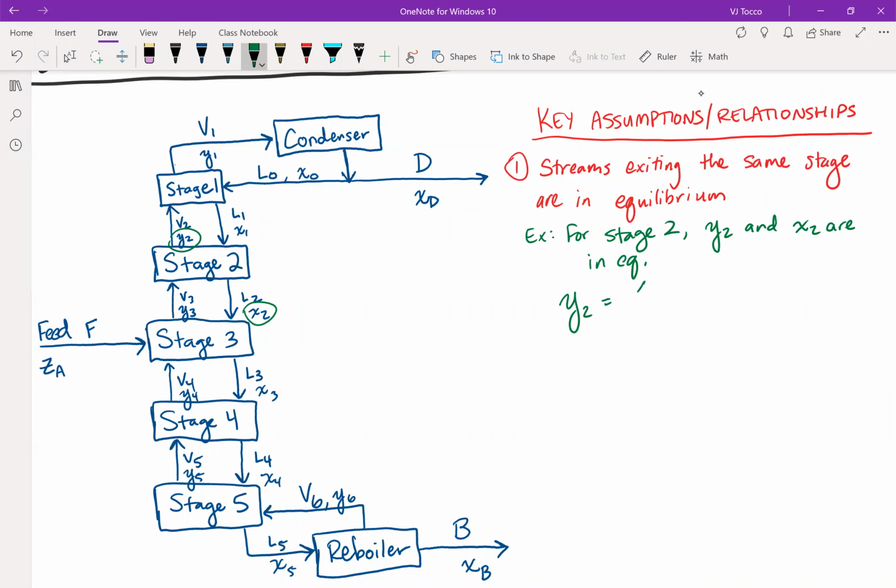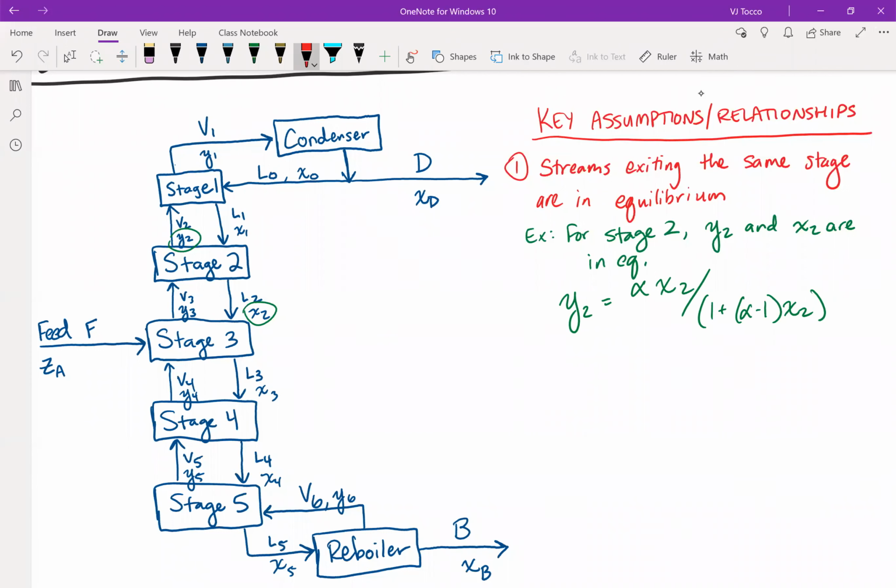So Y2 is equal to alpha times X2 divided by 1 plus (alpha minus 1) X2. All right, this is a relationship that we can write between Y2 and X2. So that's the first one. And it applies to all streams. So Y3 and X3 are related in that same manner. Y4 and X4, Y5, X5, all the way down the line.